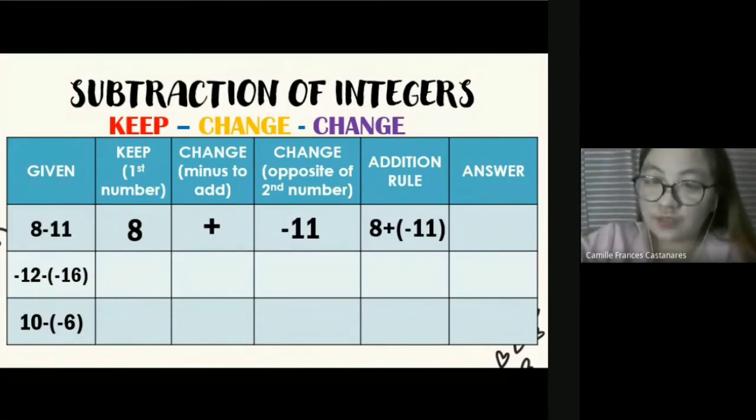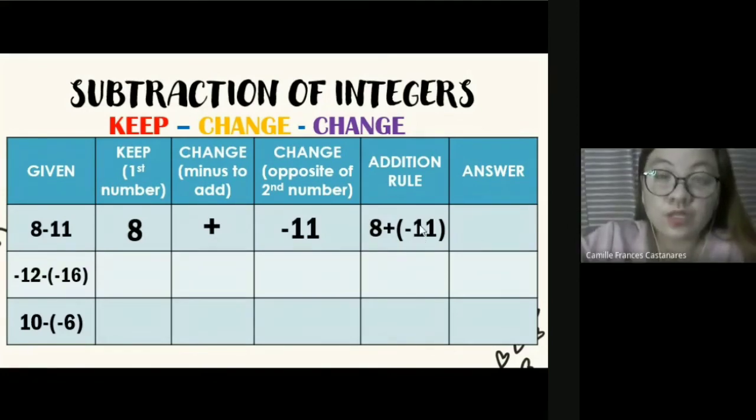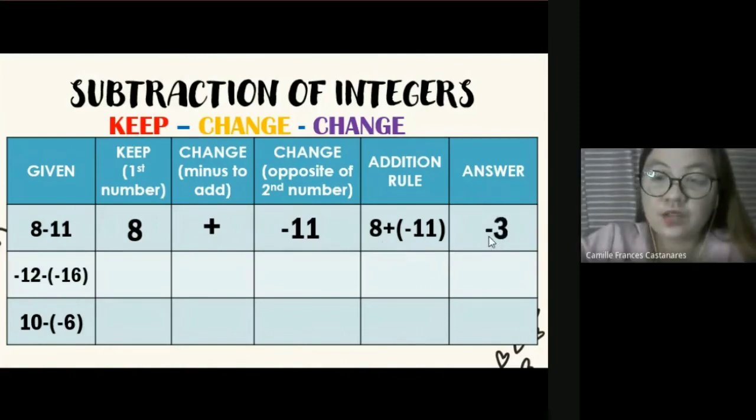Sagot daw is negative 3. So, anong rule ba yung gagamitin natin? 2 po. Okay, rule number 2. Subtract the two integers. We have 8 and 11. So, 11 minus 8. We have 3. Bakit kaya naging negative 3 ang sagot natin?